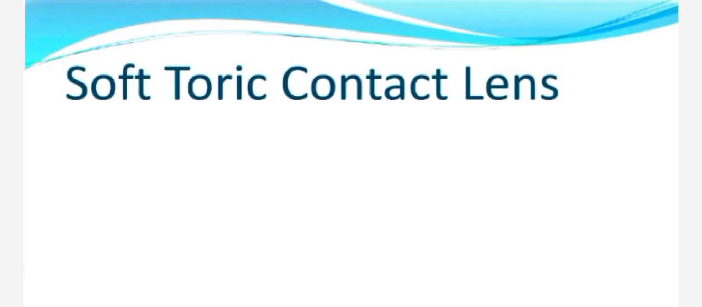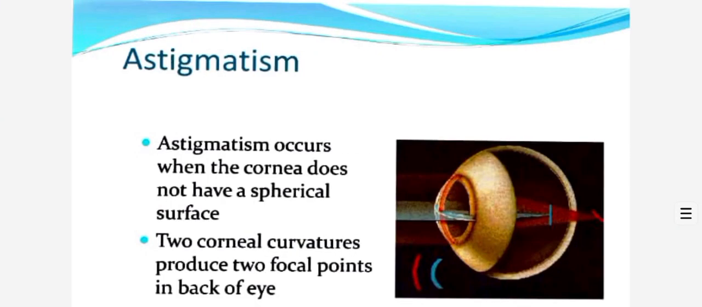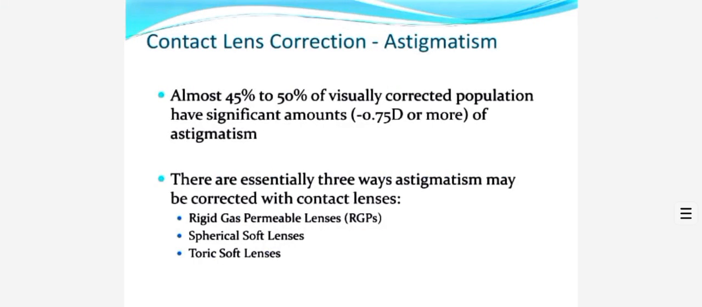Soft toric contact lenses. Next, we are going to study soft toric contact lenses. Astigmatism. Astigmatism occurs when a cornea does not have a spherical surface. The two corneal surfaces produce two focal points at the back of the eye. Contact lens correction for astigmatism.